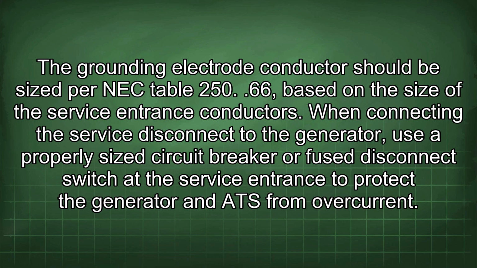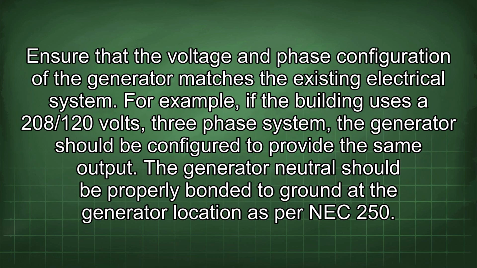When connecting the service disconnect to the generator, use a properly sized circuit breaker or fuse disconnect switch at the service entrance to protect the generator and ATS from overcurrent. Ensure that the voltage and phase configuration of the generator matches the existing electrical system. For example, if the building uses a 208/120 volt, three-phase system, the generator should be configured to provide the same output. The generator neutral should be properly bonded to ground at the generator location as per NEC 250.30.